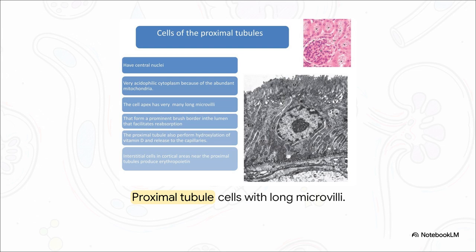But look a little closer at the inner ring, the luminal surface facing the very center. Do you see that thick, prominent, fuzzy appearance? That is a massive brush border made of very long microvilli. This fuzzy lumen is the absolute hallmark of the PCT.